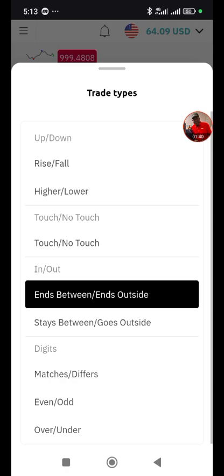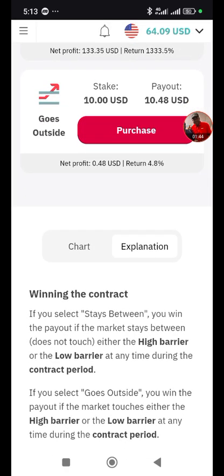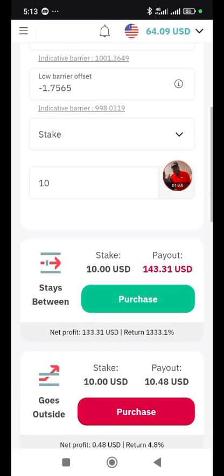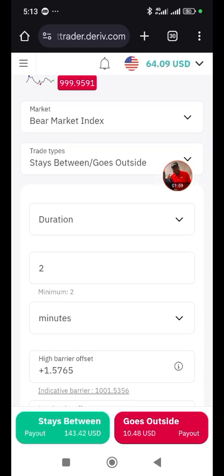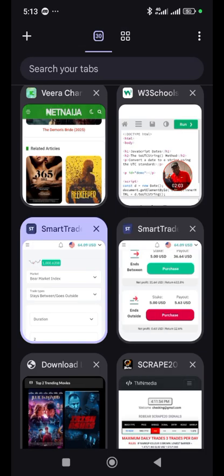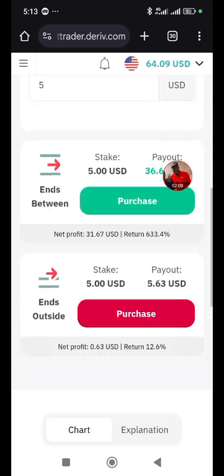This is ends outside. For goes outside, you can see it's just 4.8%, which is less than my normal target. My normal target starts from once it's more than 6.57%, then I'm good to trade it. So right now, I won't. That's why I'm not trading goes outside, and I'm trading the other version, which is ends outside.